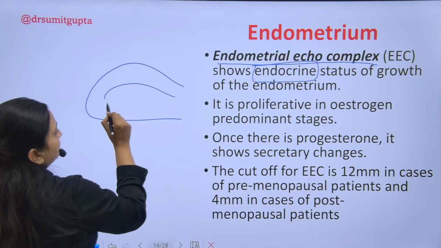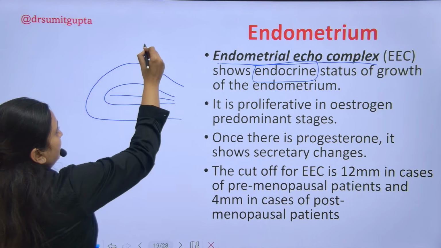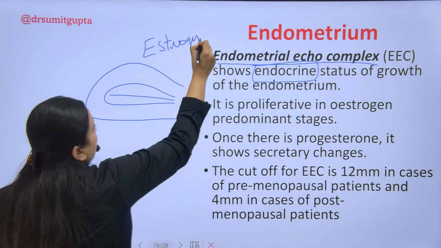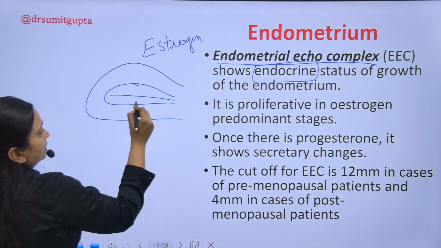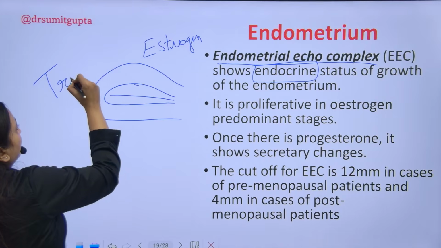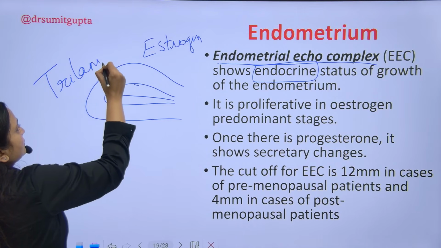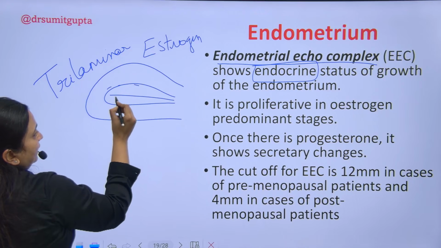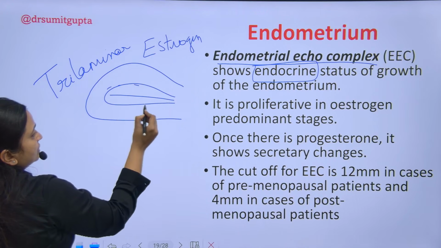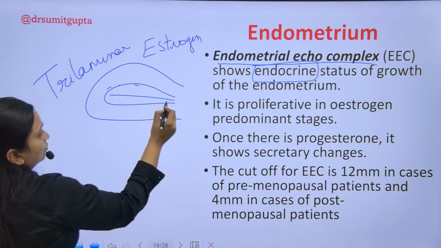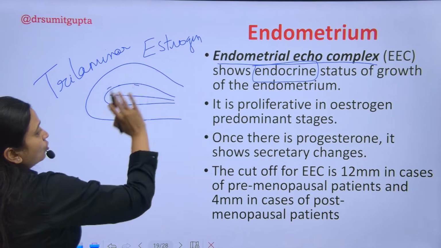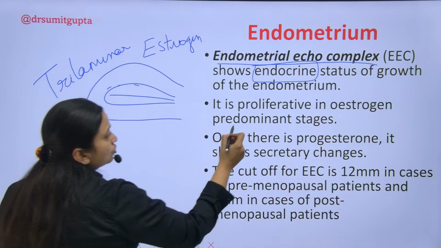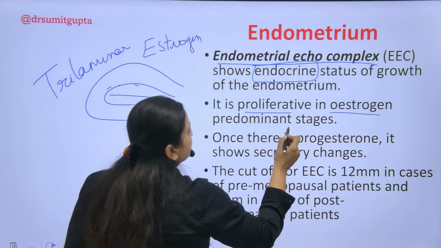If it is a proliferative phase, what does that mean? That there is only estrogen in the body. At that time, the endometrium will show a typical trilaminar appearance. There will be one line of the anterior endometrium, one of the posterior, and the line between them looks very specific. There is no high echogenicity. It is very, very light seen. So proliferative in estrogen predominant stages.